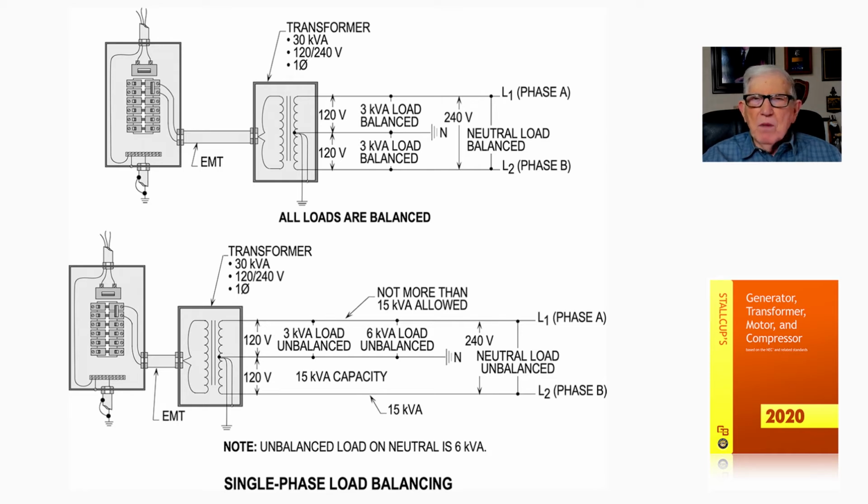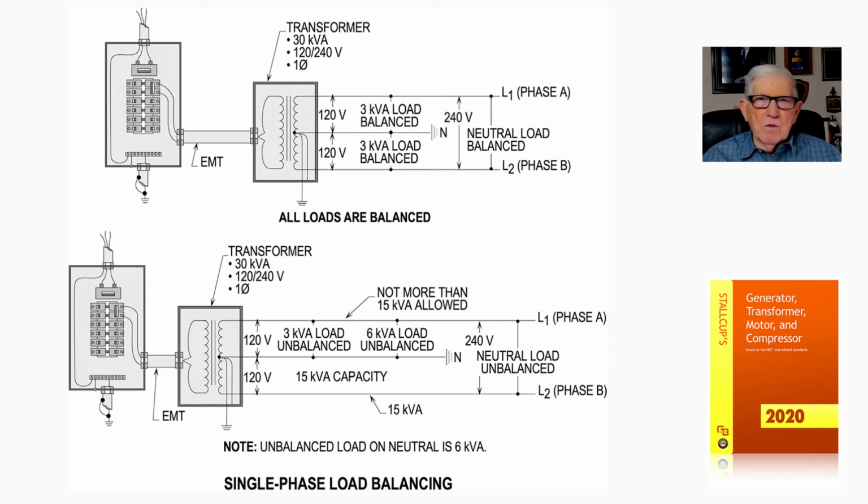But then at the very bottom illustration, we see that we have loads that are unbalanced. We have a 3 kVA and a 6 kVA load on L1, but on L2 we have 15 kVA. So 9 from 15 kVA leaves what is illustrated in the note, an unbalanced load on the neutral of 6 kVA, as illustrated in 220.61(A) in the NEC.